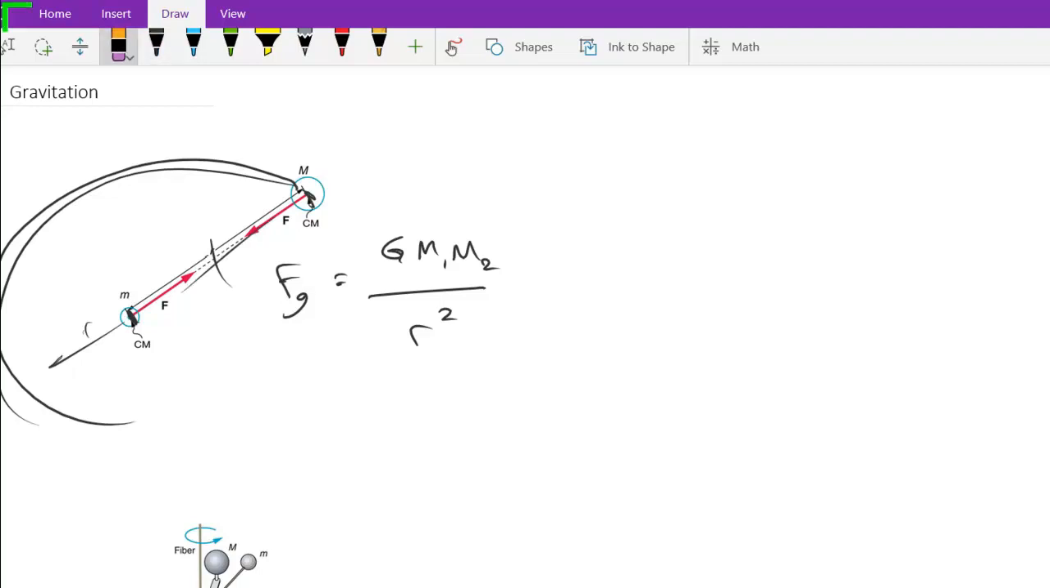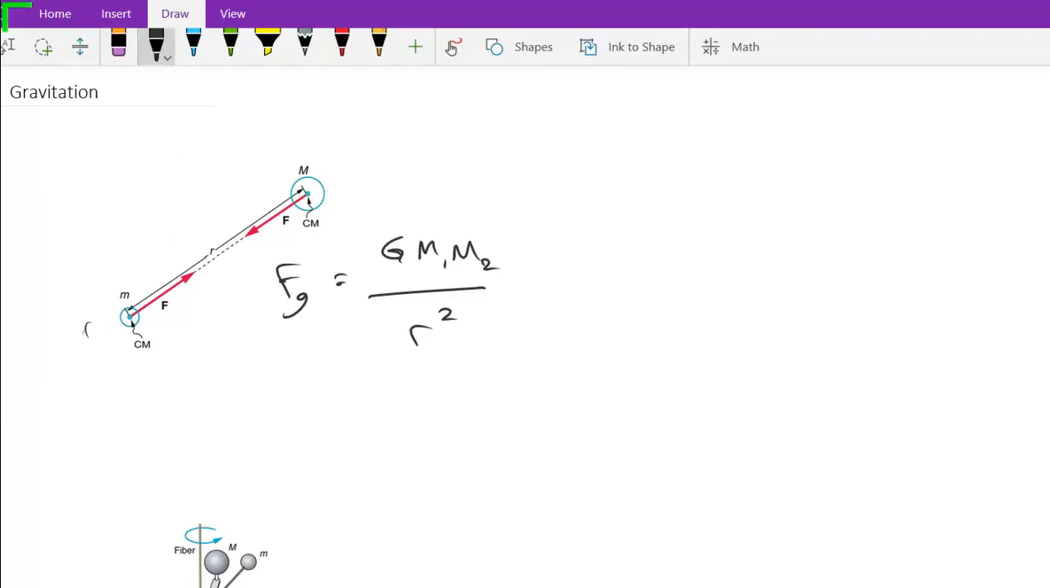And m1 and m2, these would be the two masses. So let's say this is mass 1, this is mass 2. So it's directly proportional to the product of the masses, inversely proportional to the distance between them squared. And then the constant of proportionality is what we call the gravitational constant. So this capital G is the gravitational constant.